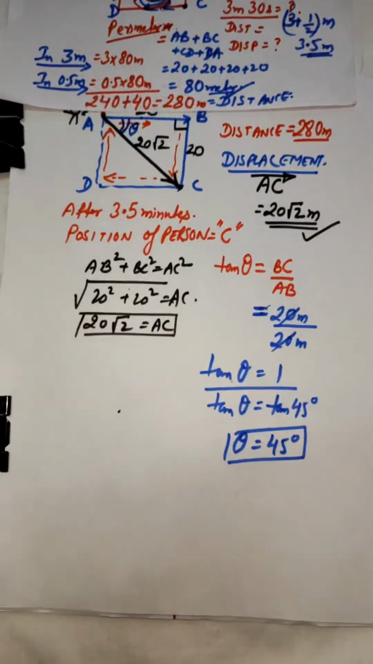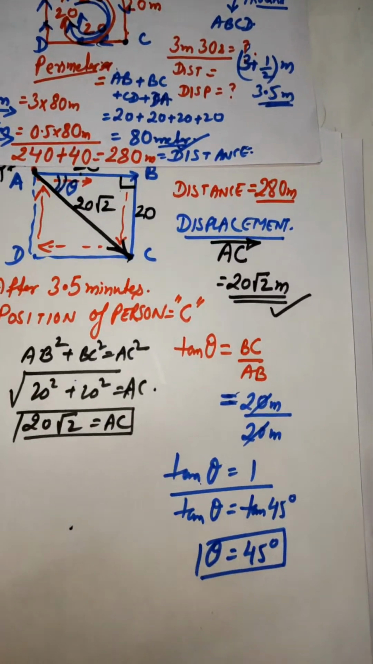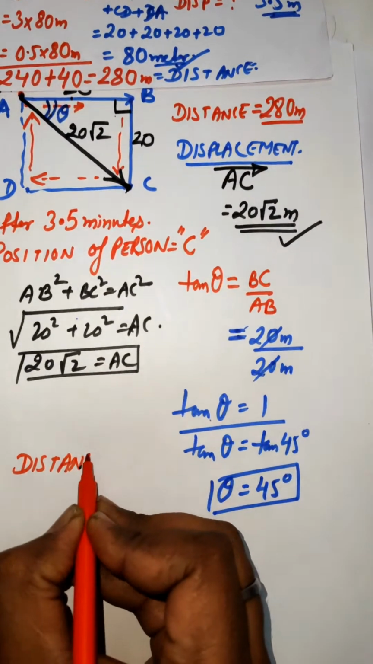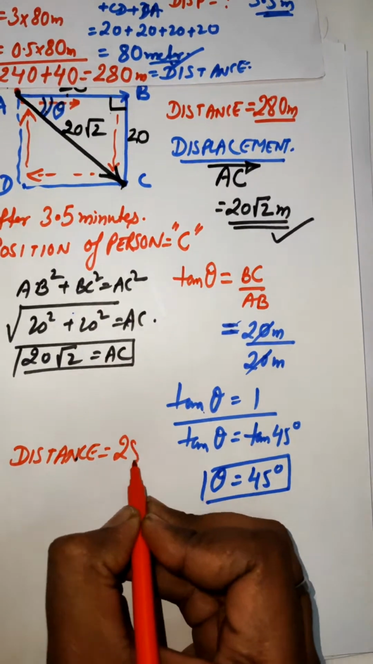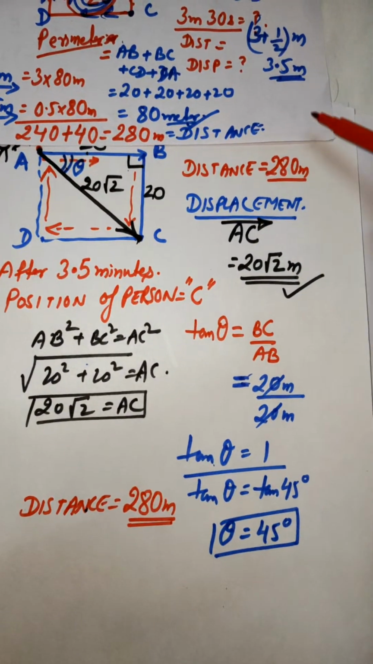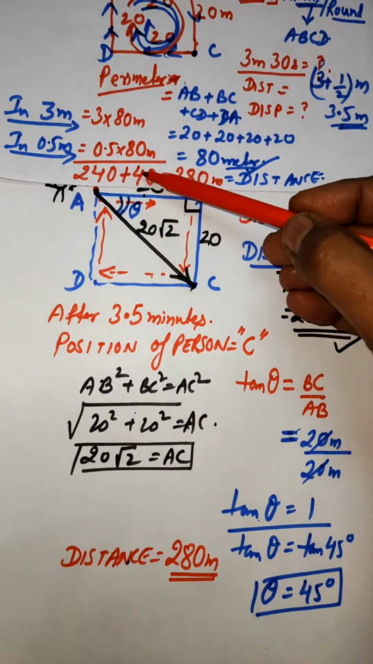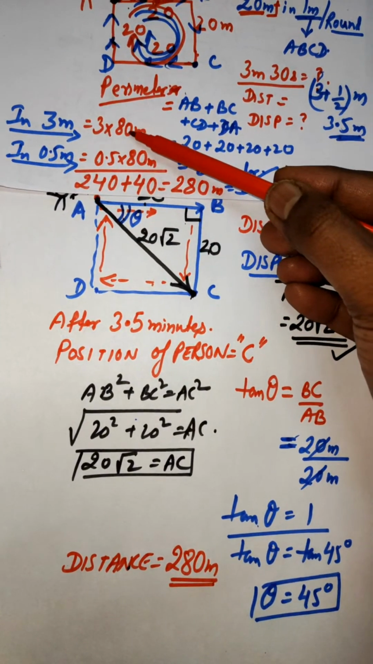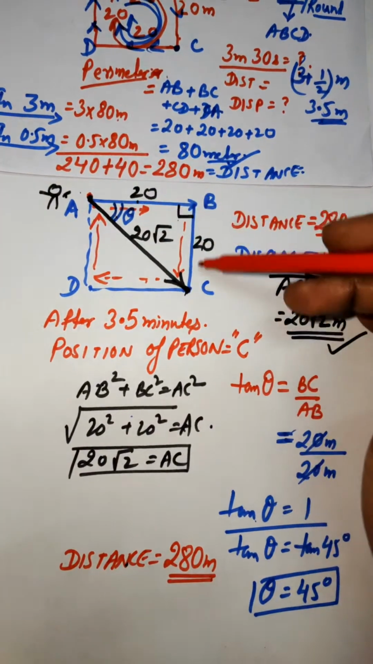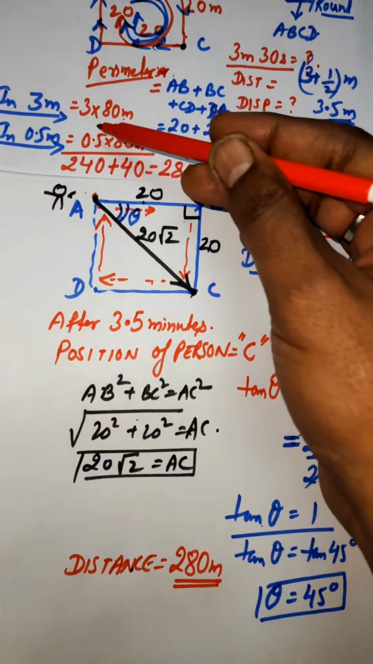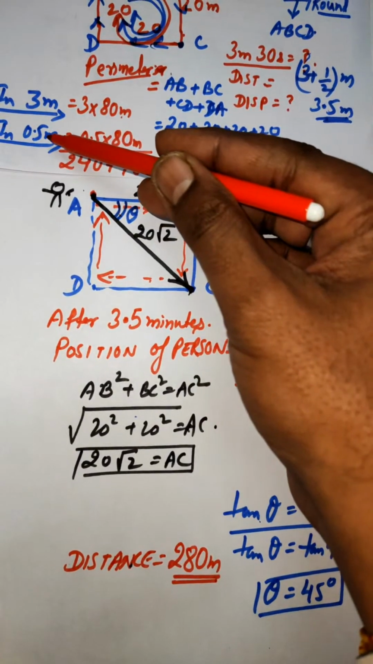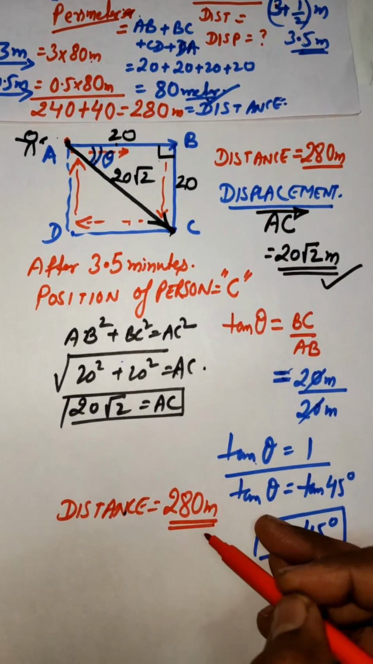So in this question, we have seen the distance, just I am writing the answers over here. The distance he covered is 280 meter, right? Because in 3.5 minutes he covered the distance like this, 3 complete rounds, so 3 into 80 meter. 80 meter is the circumference or the perimeter of this square park. So 3 into 80 will be 240 plus 40 meter which he covered in the last half minute. So 280 meter is our answer for the distance.